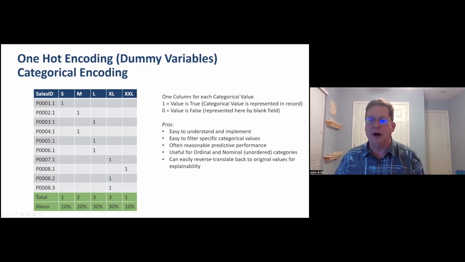And one of the advantages of this type of encoding is it's very easy to reverse translate the encoding. If you've encoded it to ones and zeros, you can quickly see that this one is representative of a medium shirt, whereas some of the other encoding methods that we'll run into are not going to have that ability. And we'll take a look at the pros and cons of several different encoding methods.